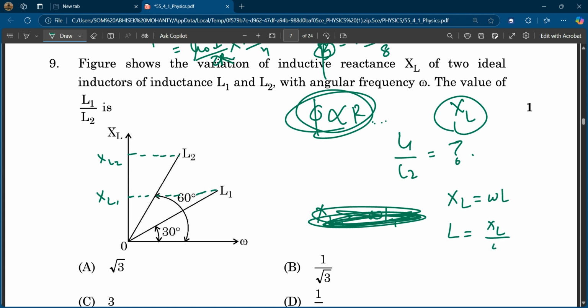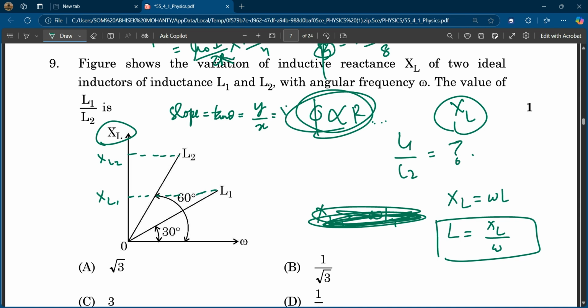L is equal to XL by omega, correct? These are two lines, so they must have slope. We know slope is equal to tan theta is equal to y by x, correct? Here y is XL, x is omega. So XL by omega is your L. So L is equal to tan theta. So L1 is equal to tan theta 1.